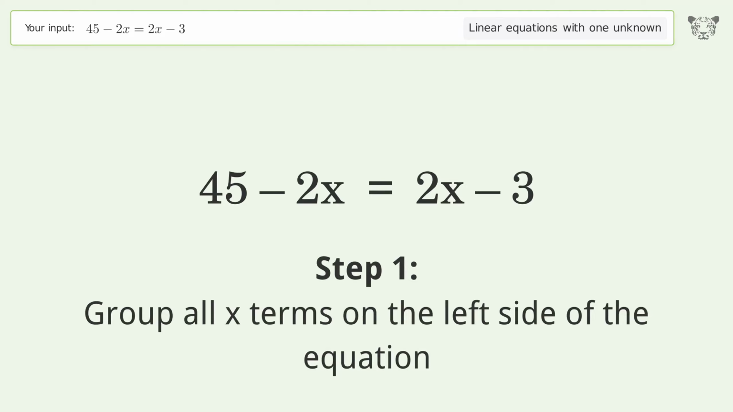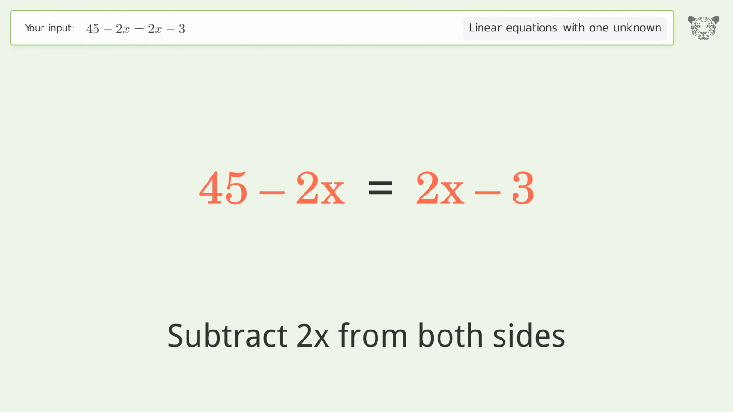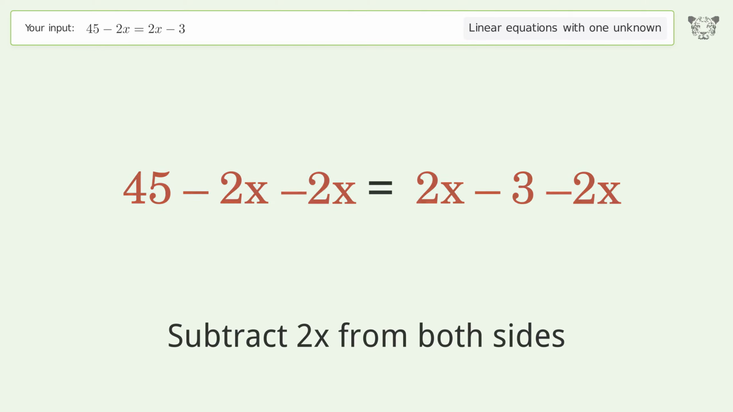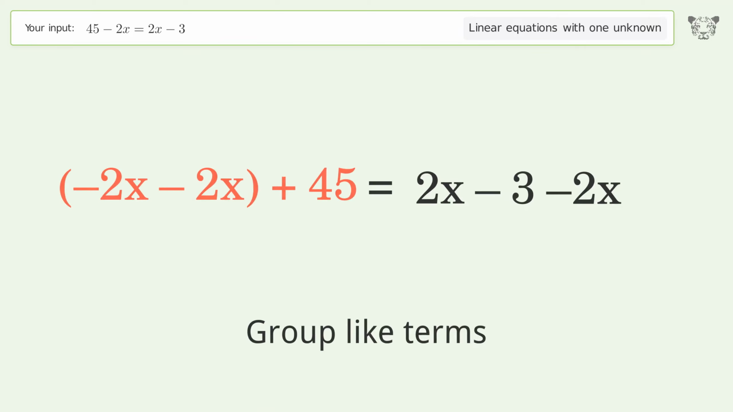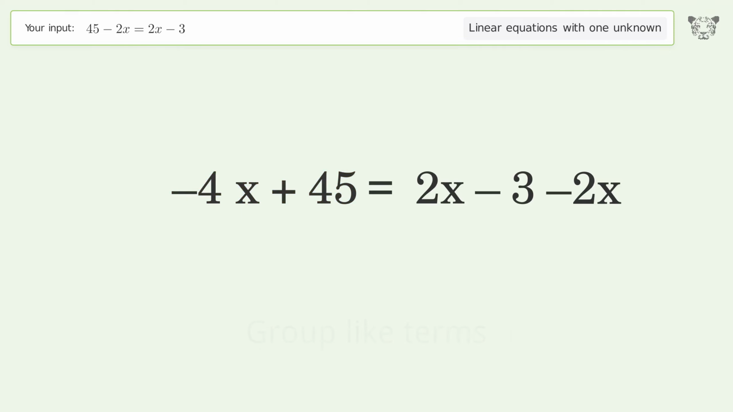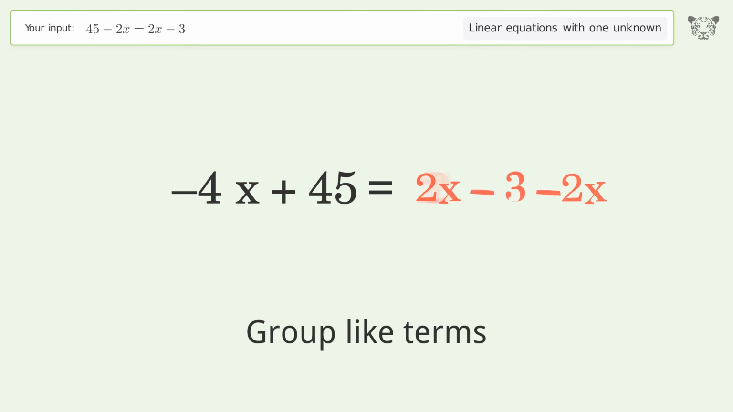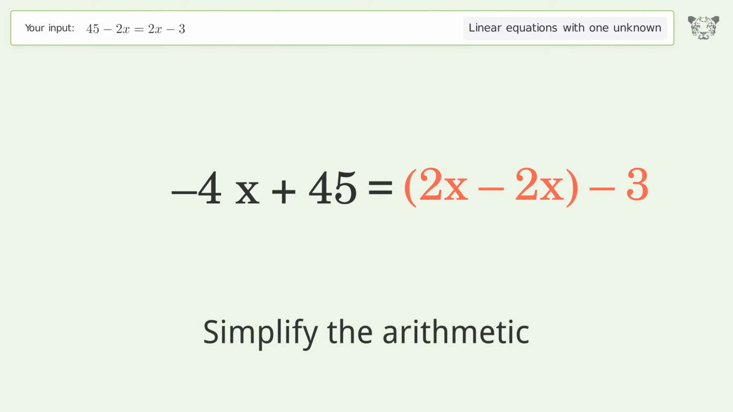Group all x terms on the left side of the equation. Subtract 2x from both sides. Group like terms. Simplify the arithmetic. Group like terms. Simplify the arithmetic.